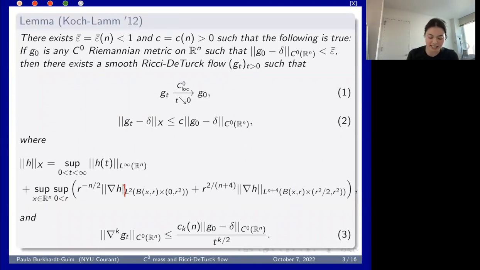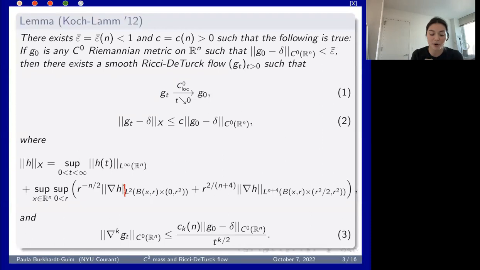Okay, and so actually the specific form of this norm will become a little bit important for us later. And then finally, also the flow gives you some control on the derivatives. Okay, so the kth derivative at time t is going to be bounded by the initial distance of the metric to Euclidean space divided by t to the k/2. Okay, so what is this saying?